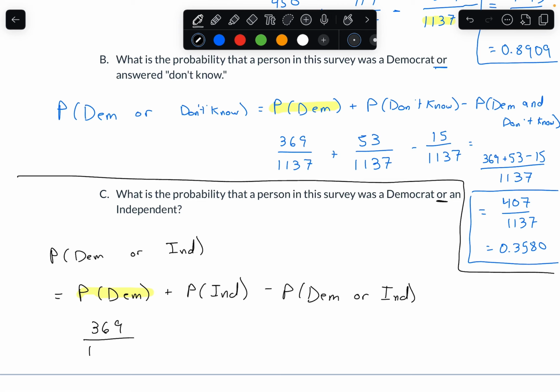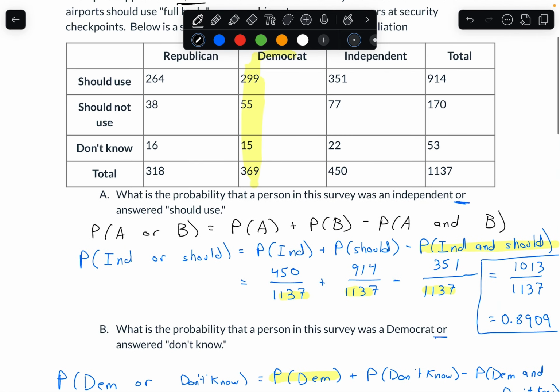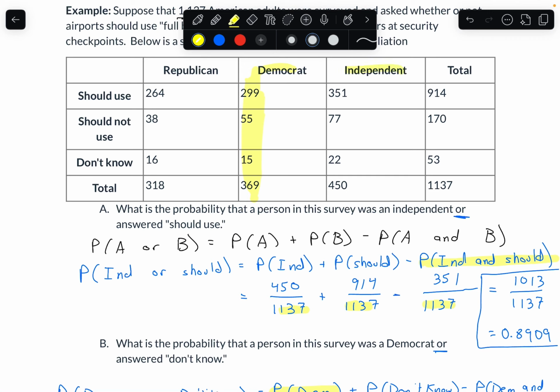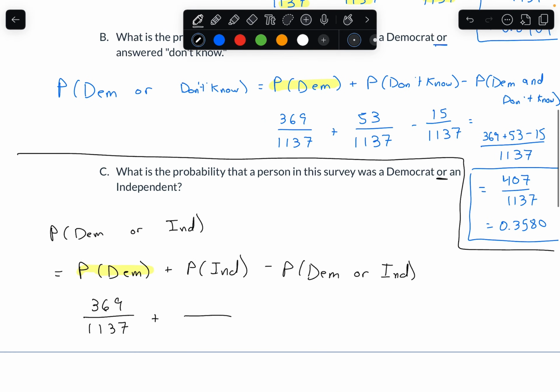369 out of 1,137, plus the probability that I select an independent. So I'm going to scroll back up and I'm going to say, well, how many independents did I have? So here's my independents column, and I had 450 of those individuals, so 450 out of 1,137. So let's see, we said 450 independents out of 1,137 minus the probability that they were a Democrat and independent.